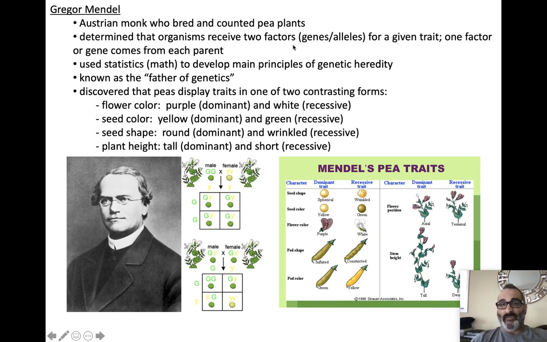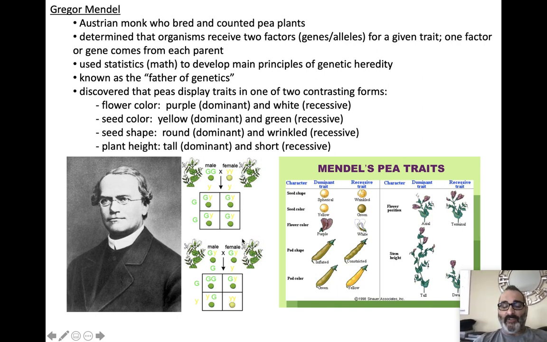What do we know now? We know that 2 genes, and another word for a gene is an allele, can act and give you a specific trait. One of those factors, one of those genes came from mom, one of them came from dad, and we just talked about that a second ago.